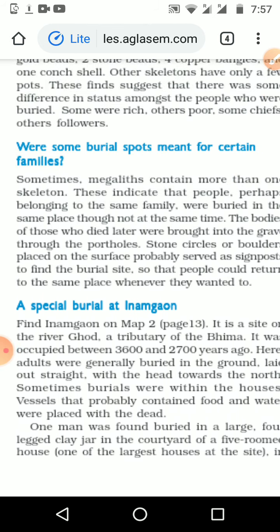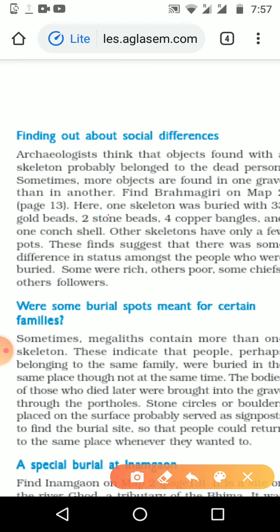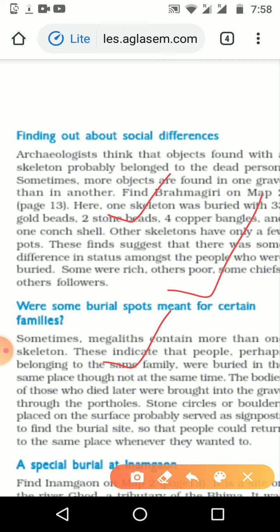So we discussed two things. First, from the burial ground the archaeologists understood that, according to the position of the person, there were different groups of people, and they got different types of burial. Second, for a particular family there was a particular burial spot, because the archaeologists found different skeletons from the same graveyard, but the age of the fossils was different. From that the archaeologists understood they were from different times.